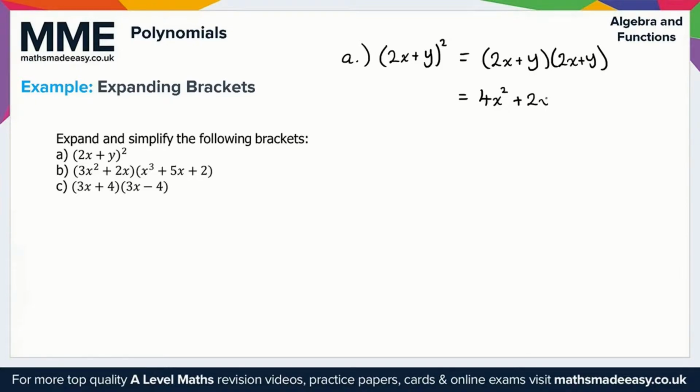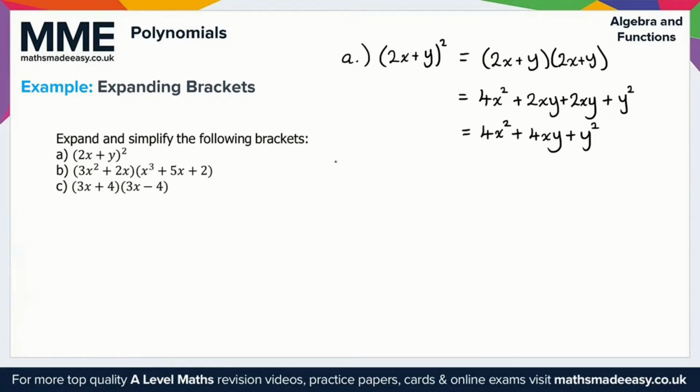So if we write that in full, that's 2xy plus another 2xy. And finally, we've got y times this final y, and y times y simply gives us y squared. And if we simplify this expression, all we get is 4x squared plus 4xy plus y squared. And that gives us the solution in its simplest form for part A.